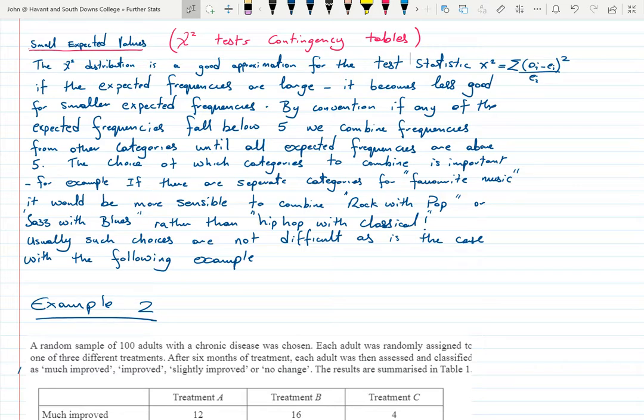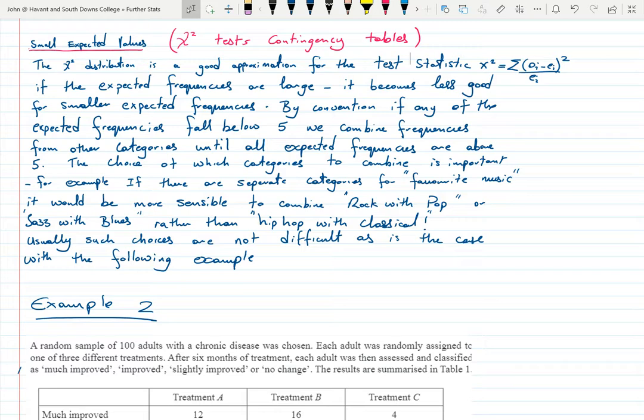frequencies and combining categories. Now, in the following example, the actual combination of categories is pretty obvious. Occasionally, you may be faced with a choice of where to combine things, and in other cases it's sometimes worth taking a bit of thought on which categories to combine. For example, I've written an example there about music categories. If you're talking about favorite music, it wouldn't be sensible to combine hip hop with classical, but it might be sensible to combine rock with pop or jazz with blues.